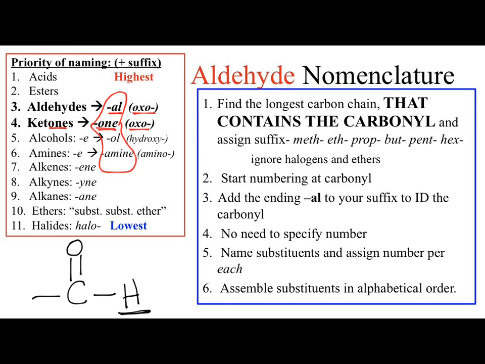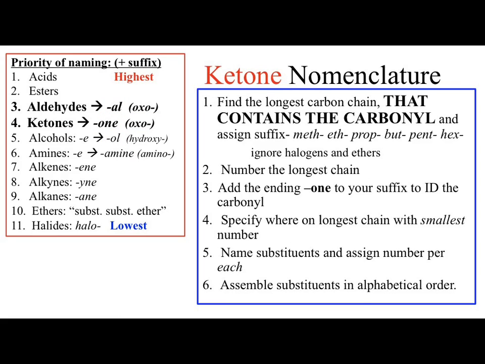Okay? We can then go through as we have with everything else. We'll name our substituents, assign the numbers for every single substituent. So even if you have multiple substituents that are the same on the same carbon, you have to specify every single number. Assemble your whole name together in alphabetical order, and you'll have your final name for your aldehyde.